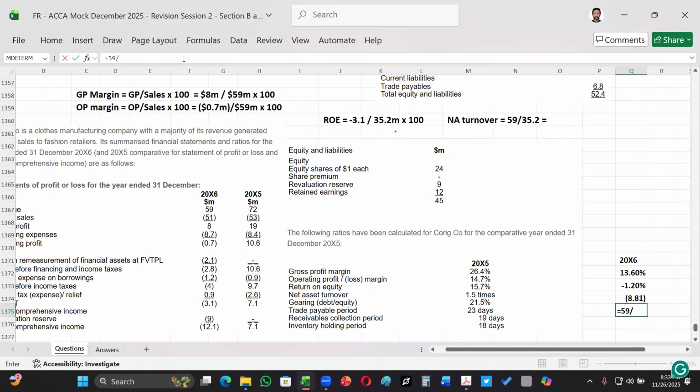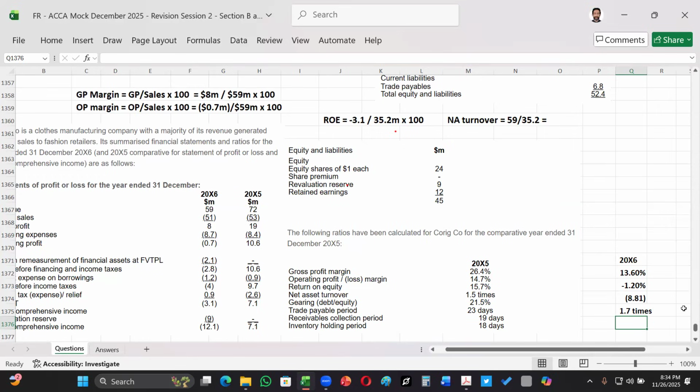59 divided by 35.2. So that is 1.68. This seems to be a surprise, because we can say 1.7 if we just keep it to one decimal place times. So this has improved surprisingly, like all the figures have gone down. The net asset turnover in the year 20x5 was 1.5, whereas this year it has gone up to 1.7 times.